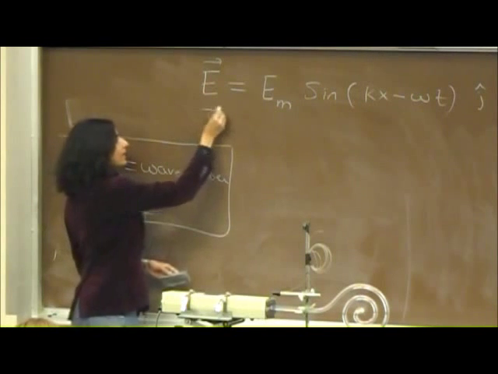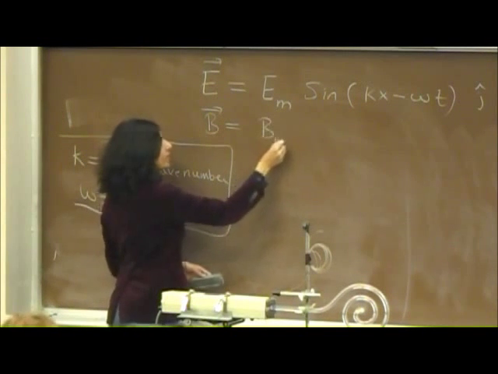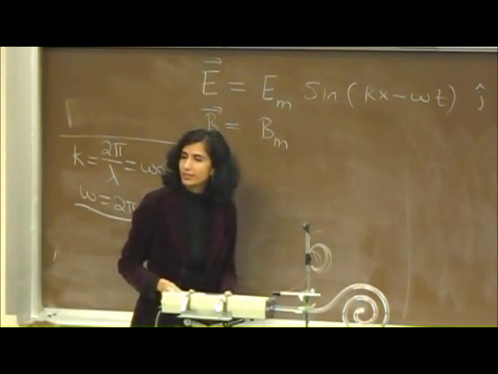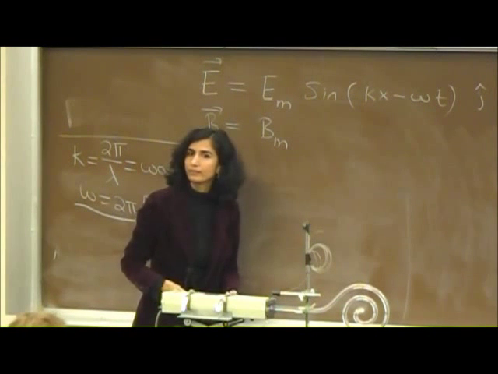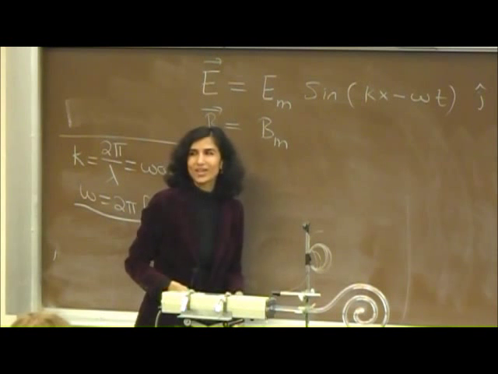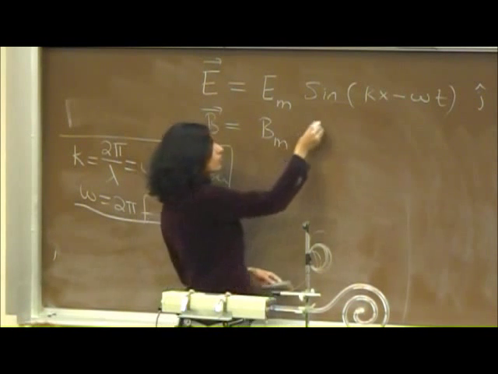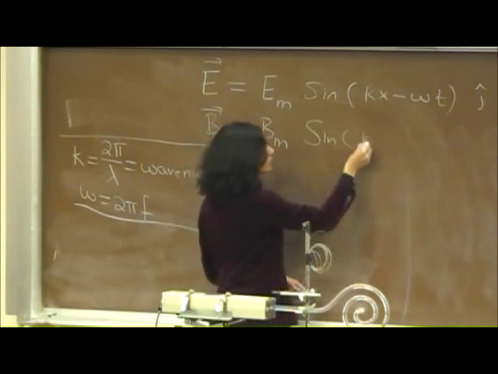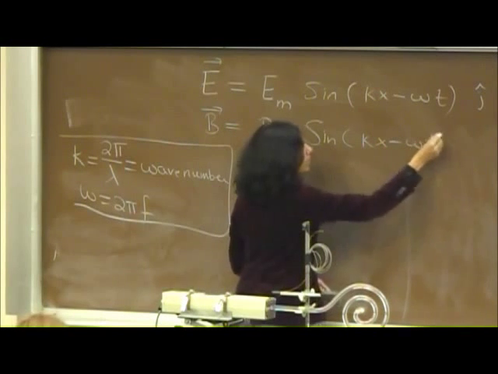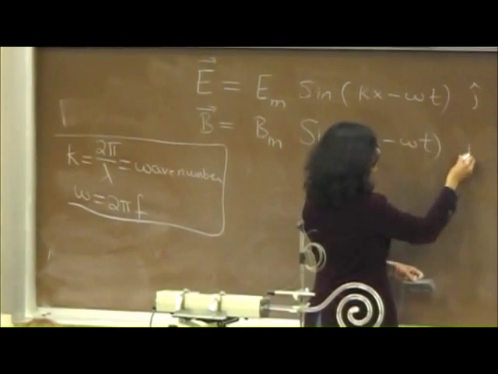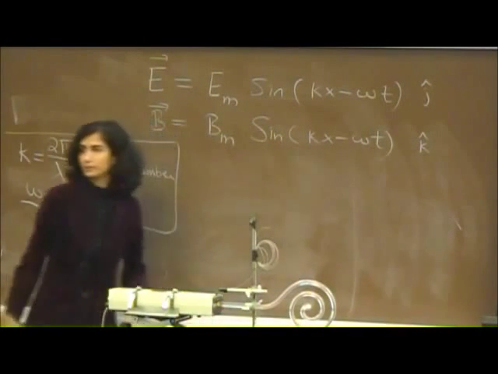Then I can write the magnetic field of the electromagnetic wave as the maximum value B sub m. Should it be also sine or cosine? Tell me. It should be sine. Do you see they are in phase completely? Where the electric field is maximum, magnetic field is maximum too. So if one of them is sine, the other one will be sine also. But if this is in the y direction and if this is in the z direction, let's call it k hat, in the k hat direction.